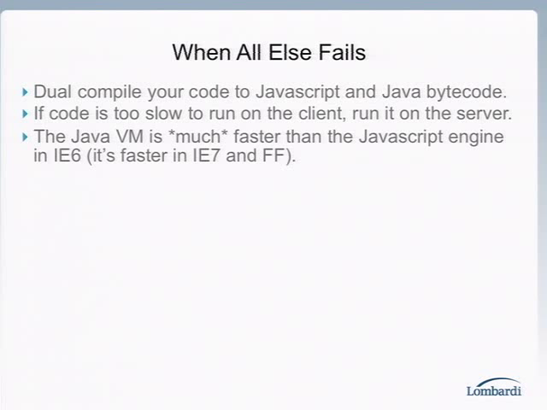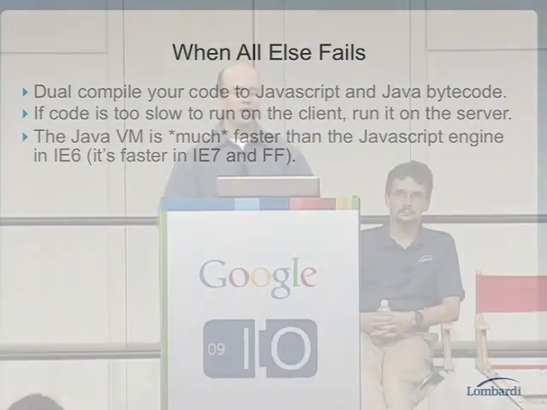Then your application can decide at runtime whether or not to execute that piece of code on the client or on the server. You're going to find that in many cases, the Java VM is much faster than the JavaScript engines, particularly those in IE6. Now, again, those keep getting better in every generation, but if you're still working with an older browser, you're going to find that the Java VM really is much faster.